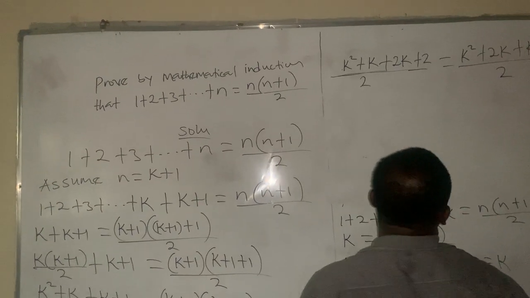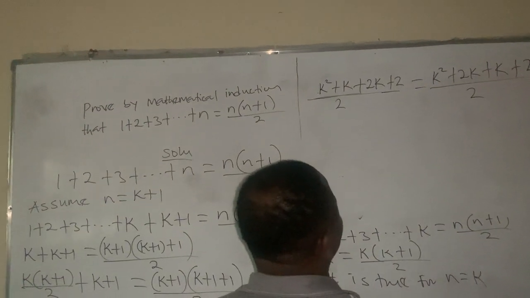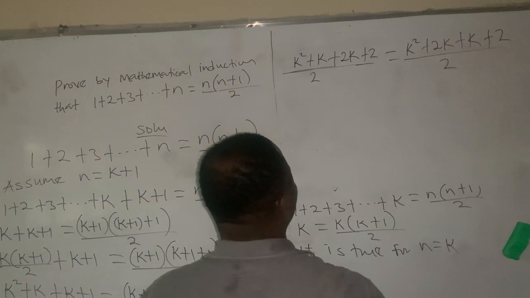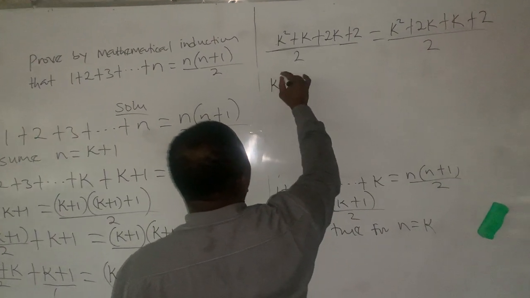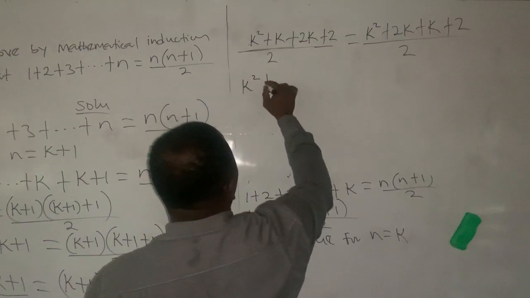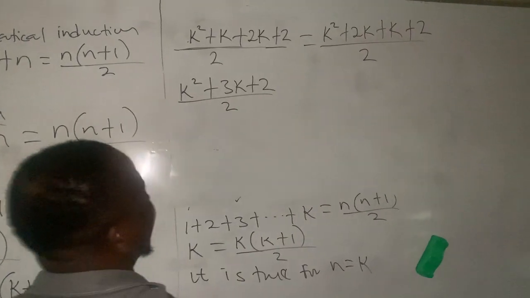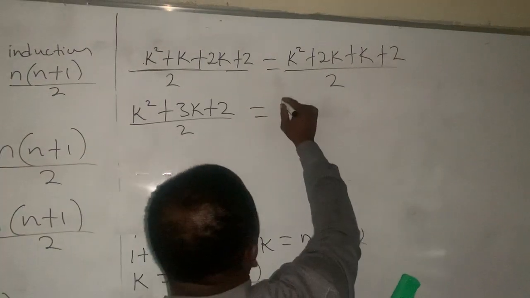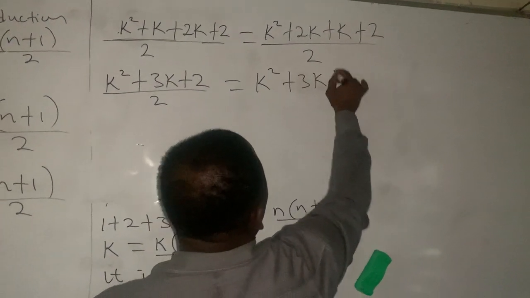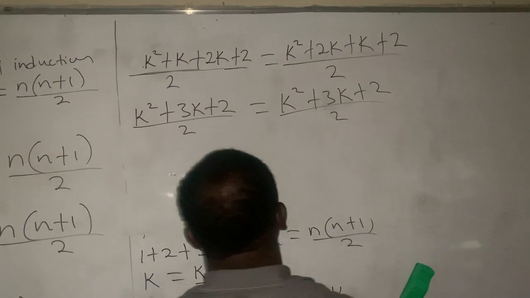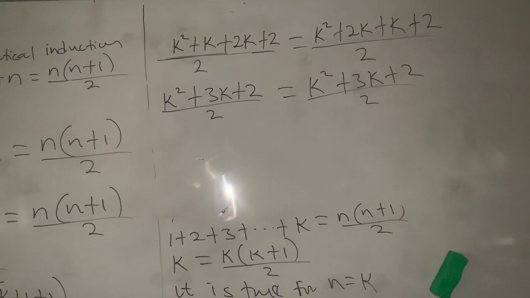Without anyone telling you, look at the left hand side and the right hand side. It seems they are equal, true or false? So we can add our k squared, k plus 2k will give us 3k plus 2 all over 2, equals k squared, 2k plus k will give us 3k plus 2 all over 2. You discover that the left hand side is equal to the right hand side.